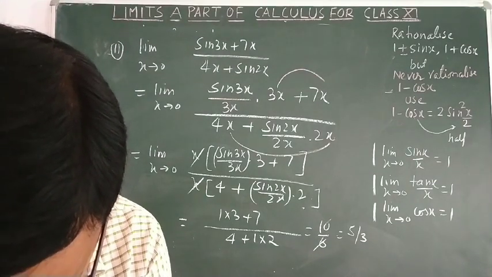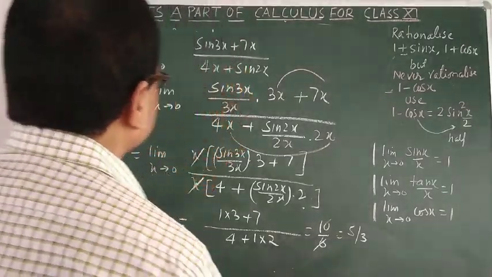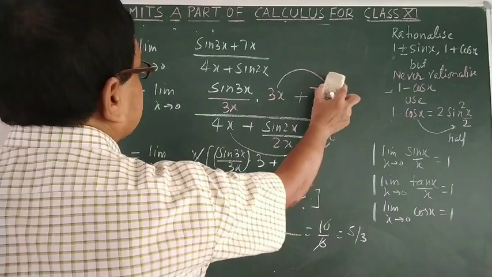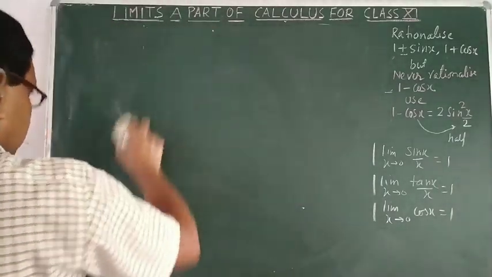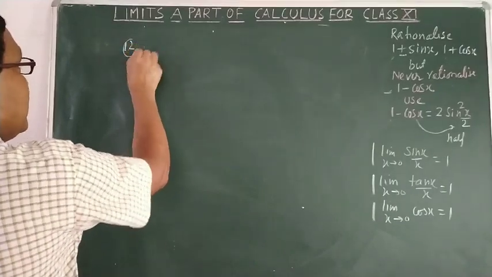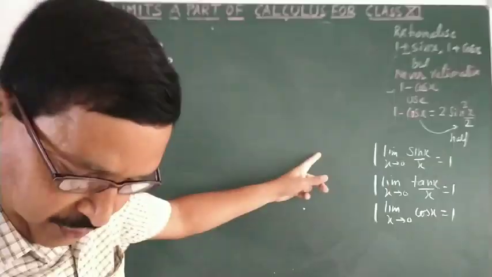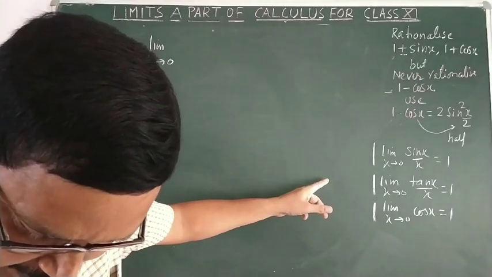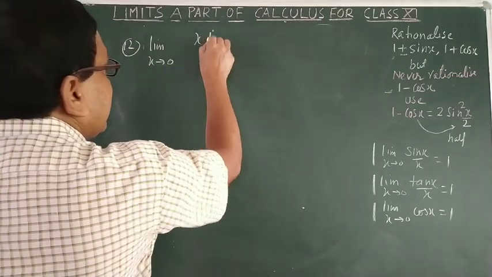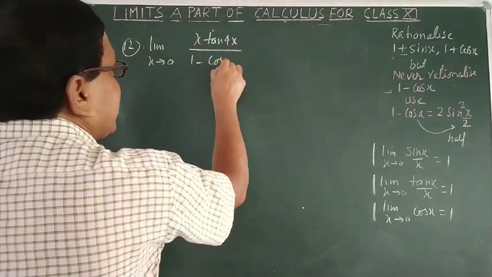Yes. So further, let me discuss one more question. This will be the last, question number 12. Limit x tends to 0. Again x is tending to 0, the formula will start working. x tan 4x by 1 minus cos 4x.